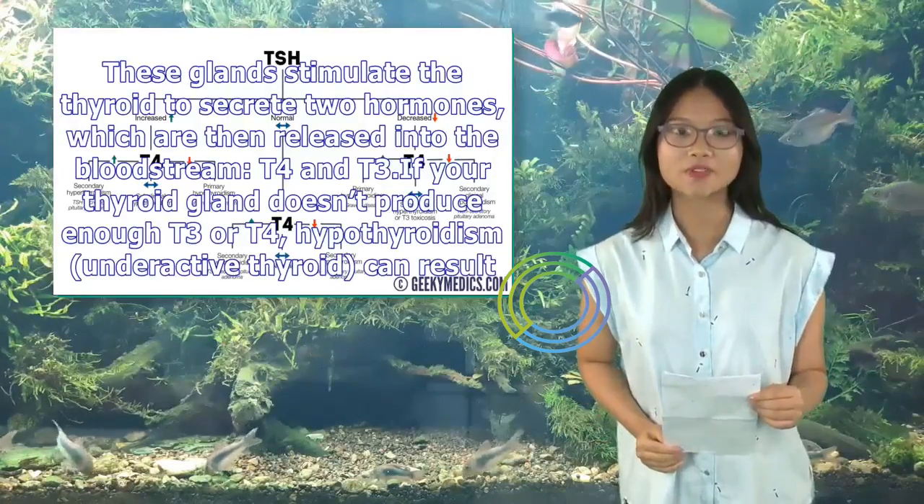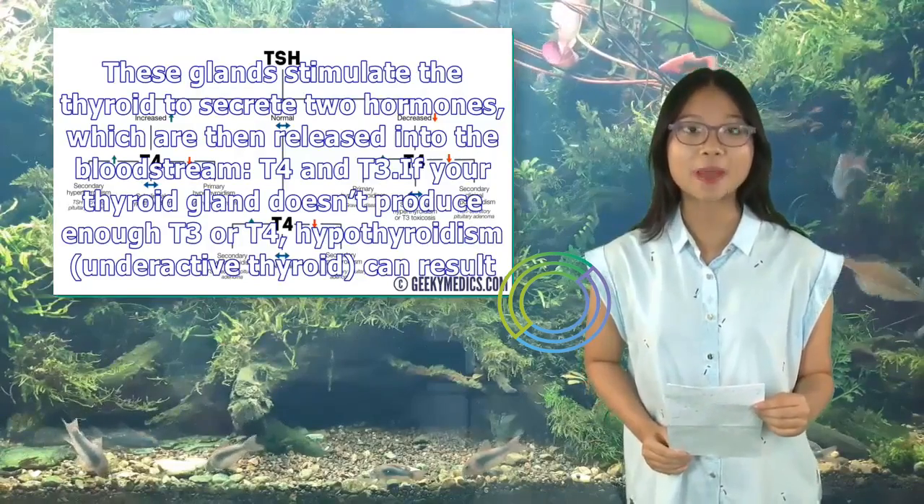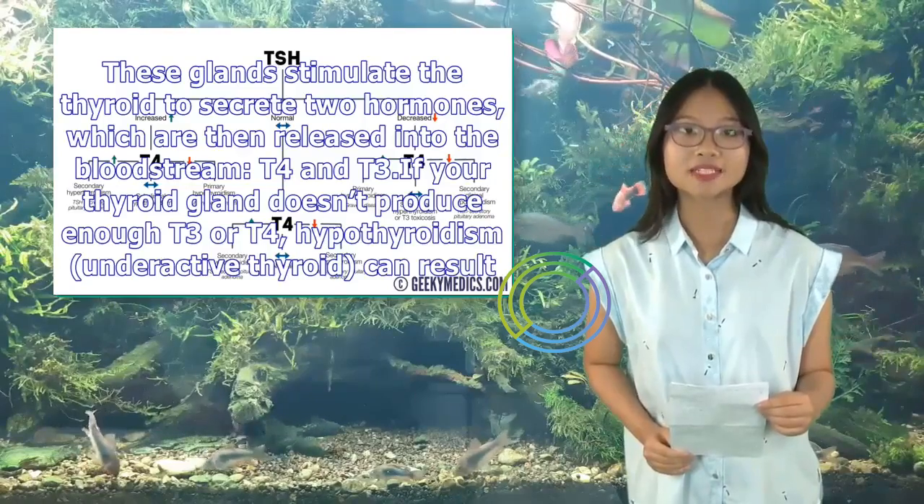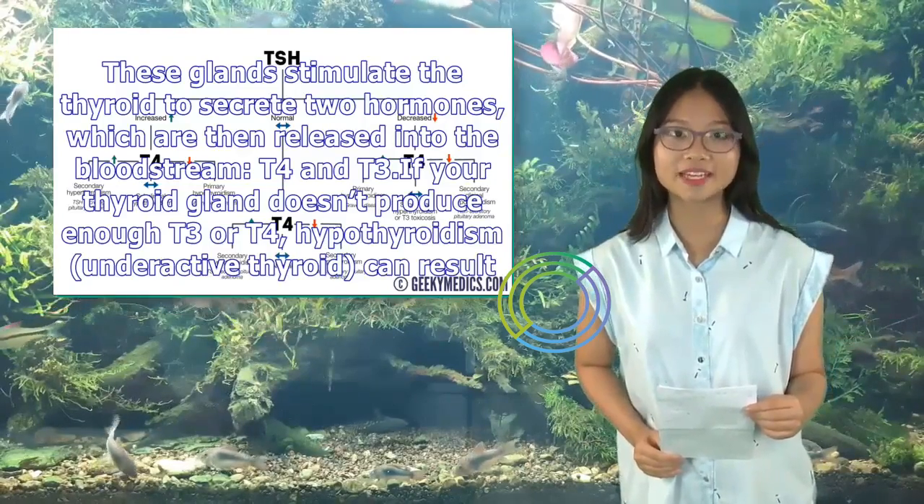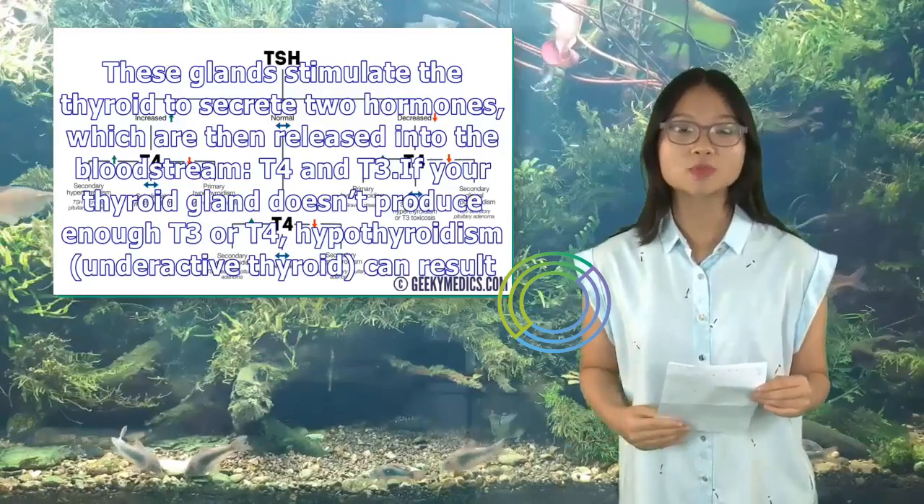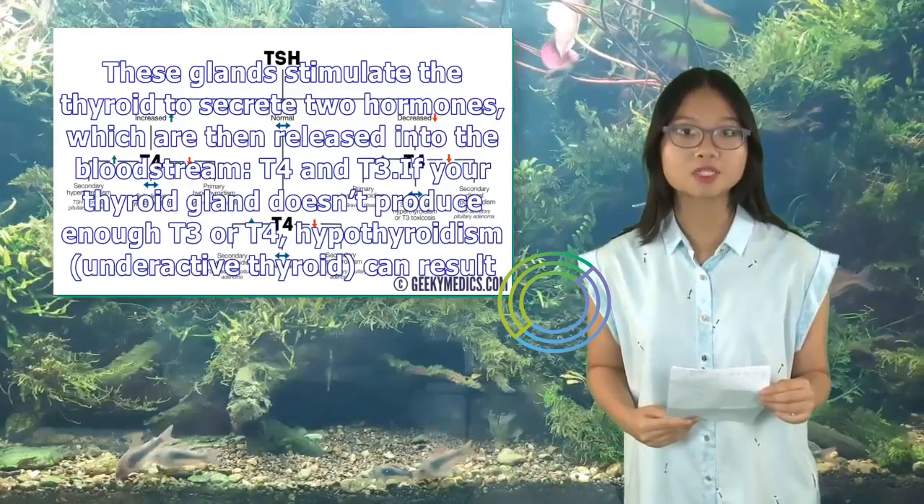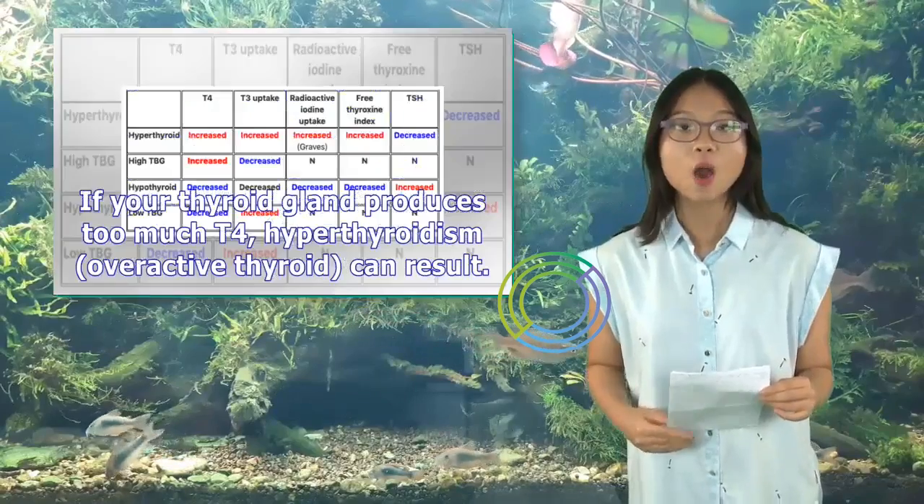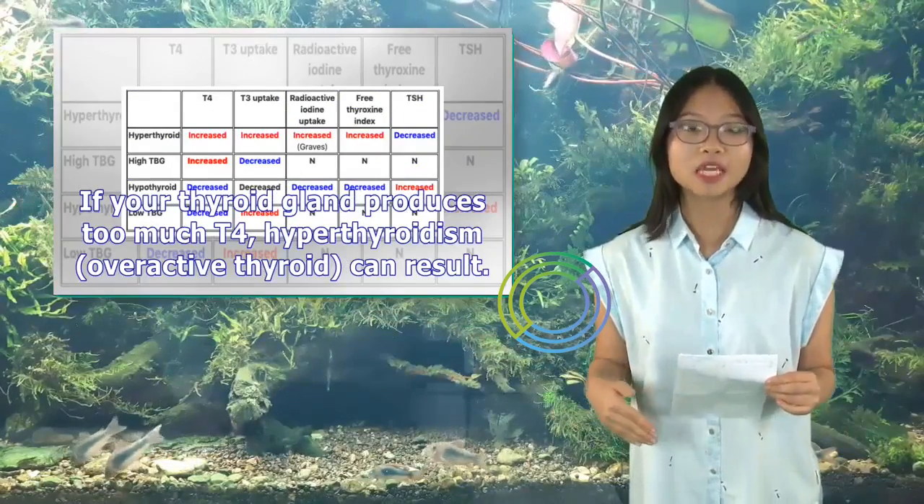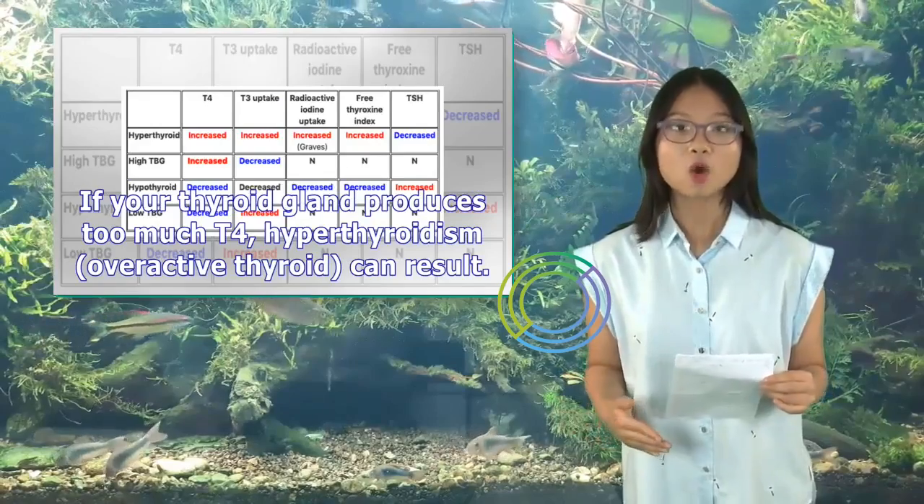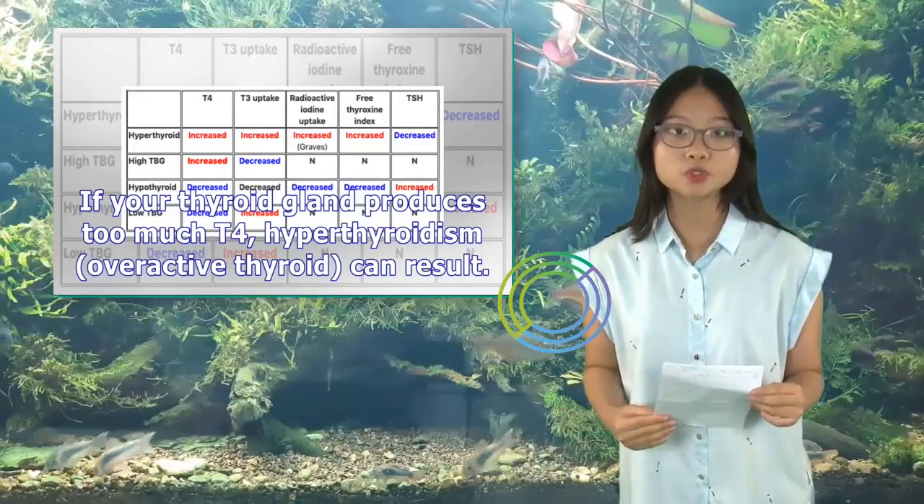These glands stimulate the thyroid to secrete two hormones, which are then released into the bloodstream, T4 and T3. If your thyroid gland doesn't produce enough T3 or T4, hypothyroidism, underactive thyroid, can result. If your thyroid gland produces too much T4, hyperthyroidism, overactive thyroid, can result.